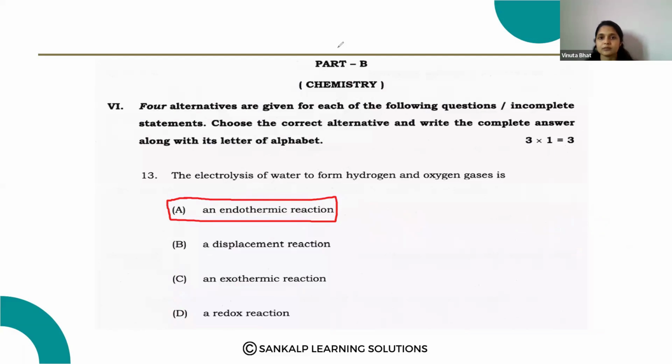So this is the 1 mark question. Here total 3 into 1 means a total of 3 questions will be asked from the MCQ multiple choice section, with 1 mark for each question. Okay, this next one.